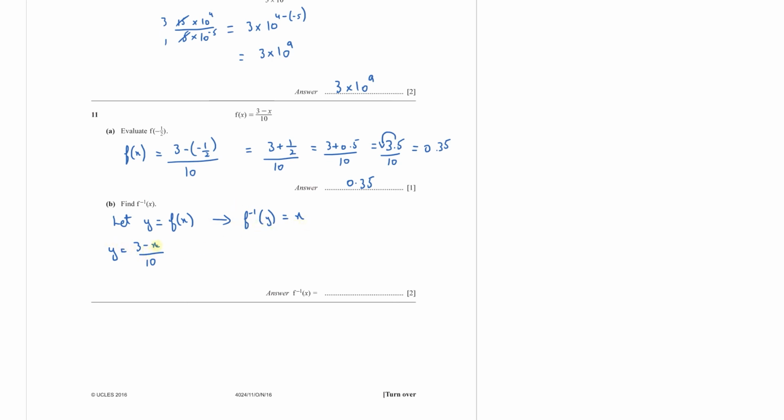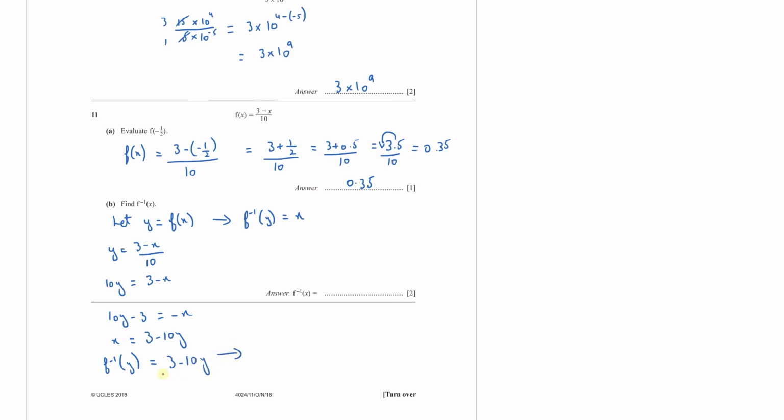So to make x the subject of this equation here, I take 10 to the other side. So this becomes 10y equals 3 minus x. And then I can take this 3 to the other side as well. So this becomes 10y minus 3 equals minus x. And then I can multiply by minus 1 on both sides. So I get positive x equals 3 minus 10y. And then you know that x is equal to f inverse of y. So f inverse of y equals 3 minus 10y.